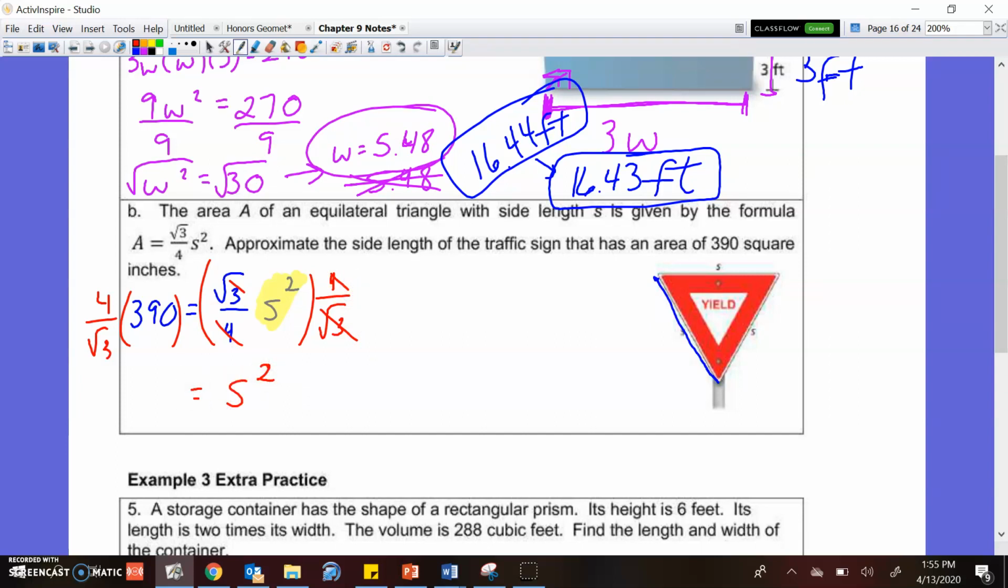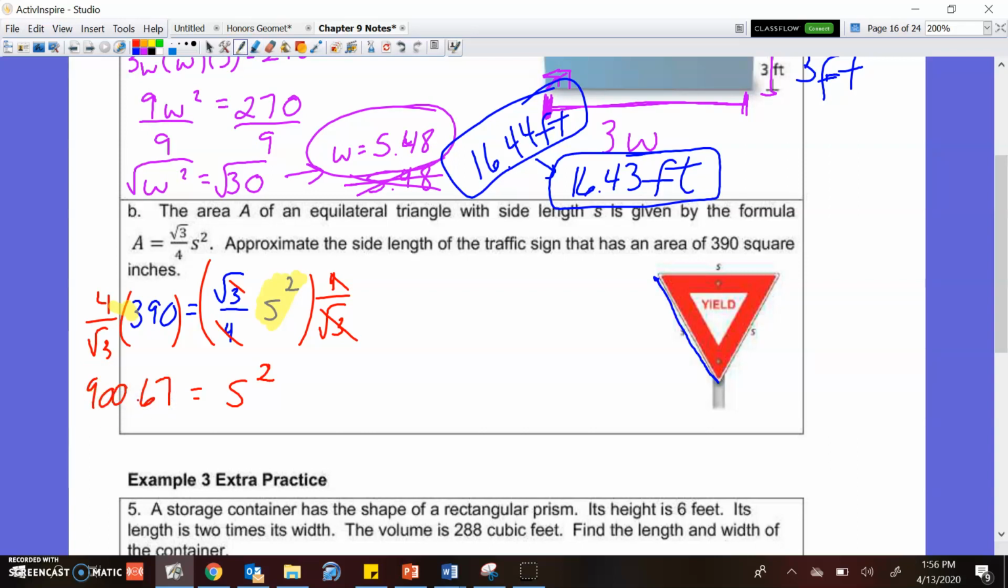Now on the left side, I would recommend doing it like this, especially since we're not in class, it's easier for me to explain it. I would multiply straight across. So I would do 4 times 390, and that's going to give you 1560, and I'm going to divide that number by the square root of 3. And I get 900.67, rounding to the nearest tenth, 900.67.